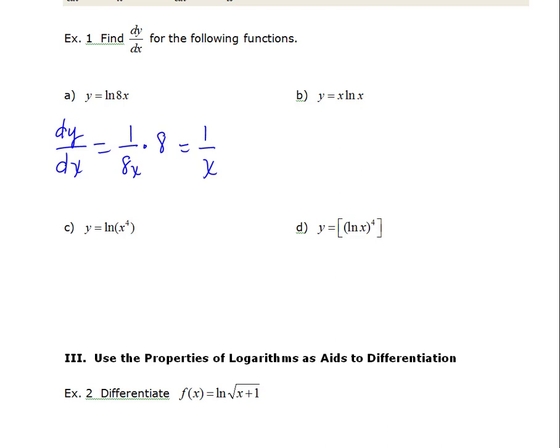Second one here for b, this is a product rule. So use y prime. It's going to be first times derivative of the second, and the derivative of the natural log of x is 1 over x, plus second, which is the natural log of x, times derivative of the first, which is just 1. So here the derivative is going to be x times 1 over x is just 1, plus the natural log of x.